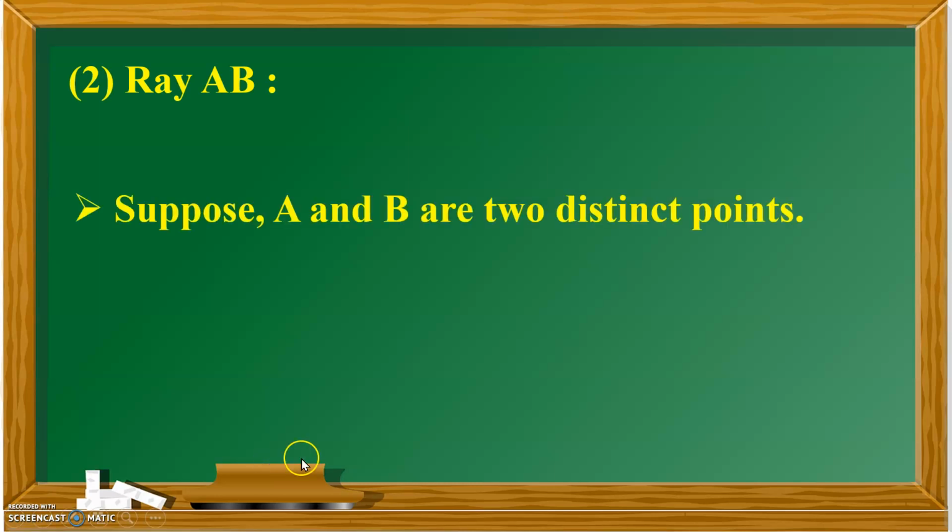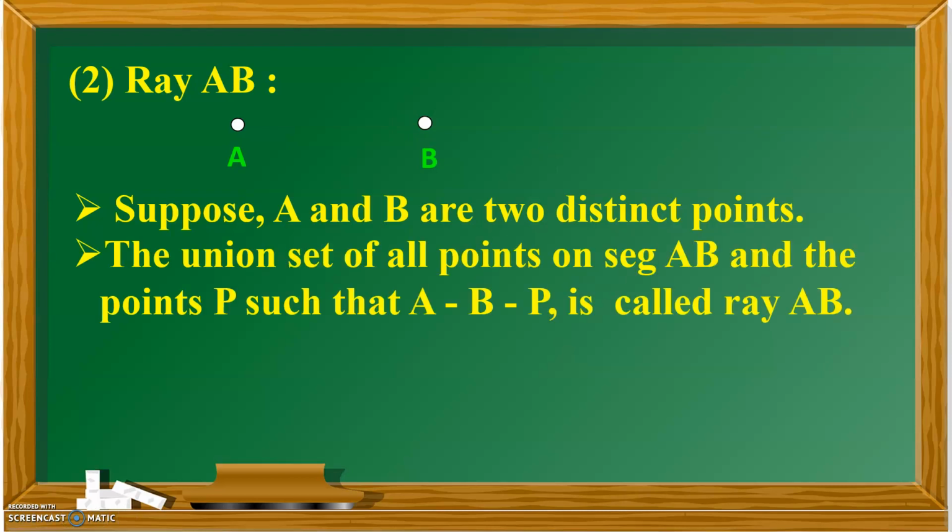Okay, we now proceed to ray AB. Suppose A and B are 2 distinct points. So let's have those points, children. Okay, A and B are 2 distinct points. Then the union set of all points on segment AB and points P such that A-B-P is called a ray. Now let's understand what it means.